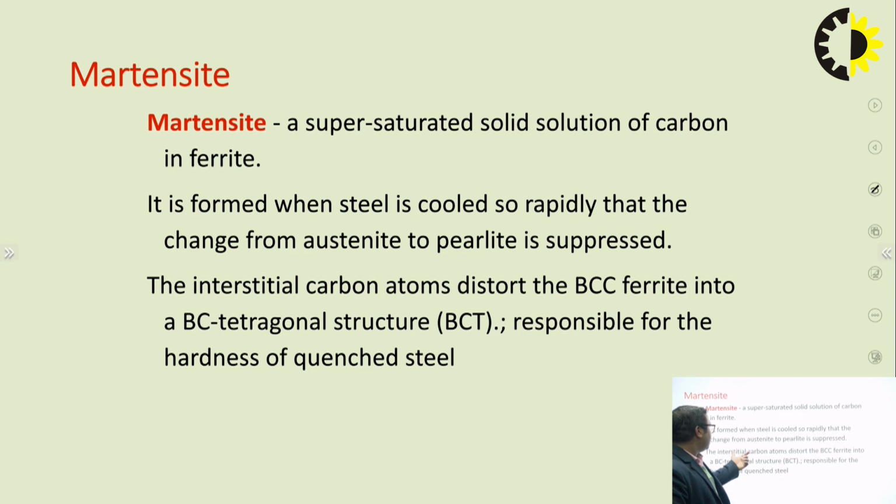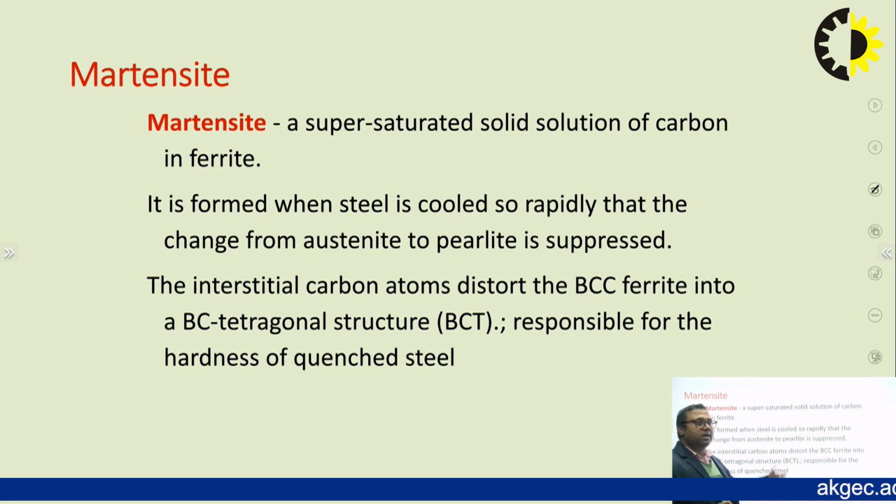So the interstitial carbon atoms distort the BCC ferrite into a BC tetragonal structure, which is responsible for the hardness of the quenched steel. So these interstitial carbon atoms actually distort the BCC ferrite into a BC tetragonal structure. Then only is the hard form of martensite seen in the case of the iron carbon diagram.